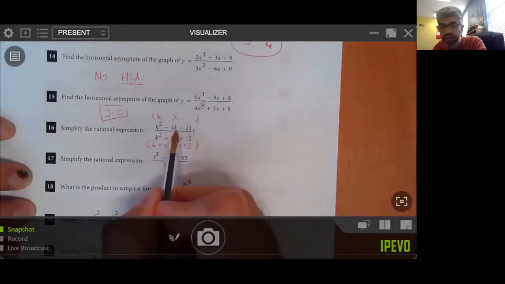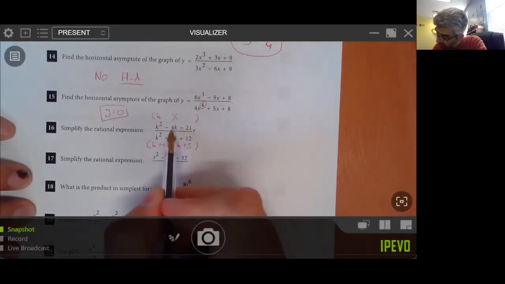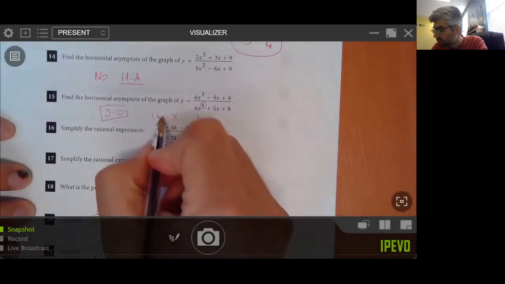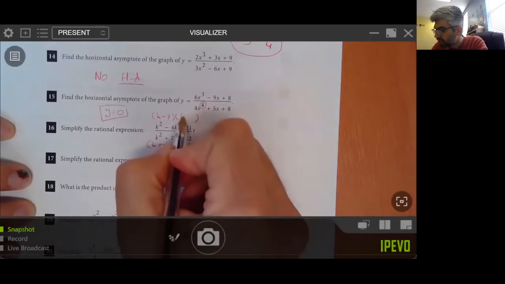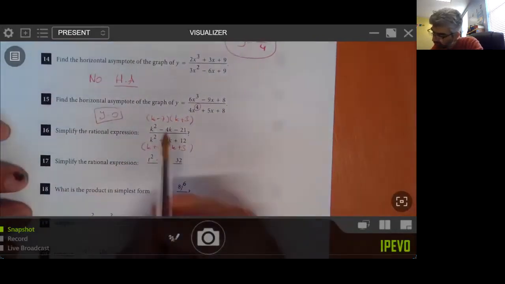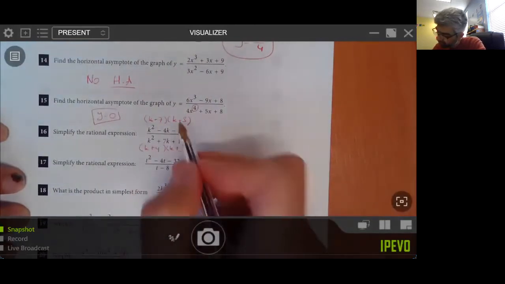Okay. And in the numerator, I look for two numbers. The product gives 21 and the sum gives -4. I can write -7 and +3. Yes, -21, -4. Yes.